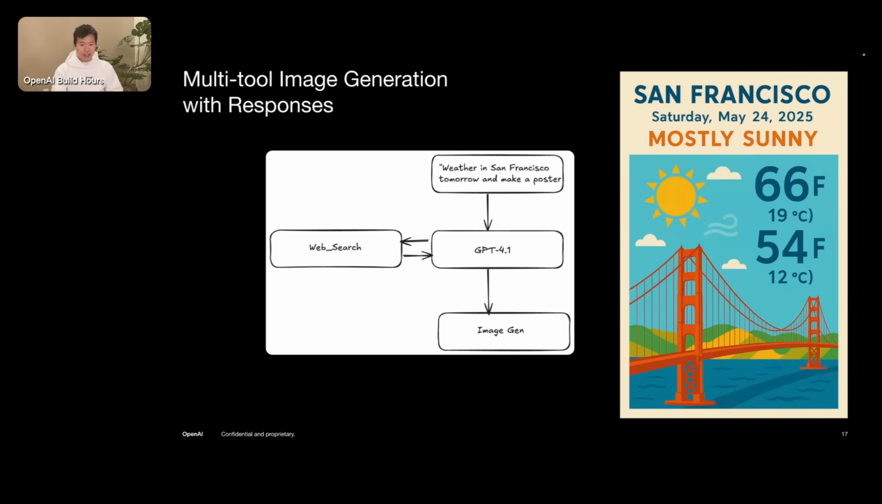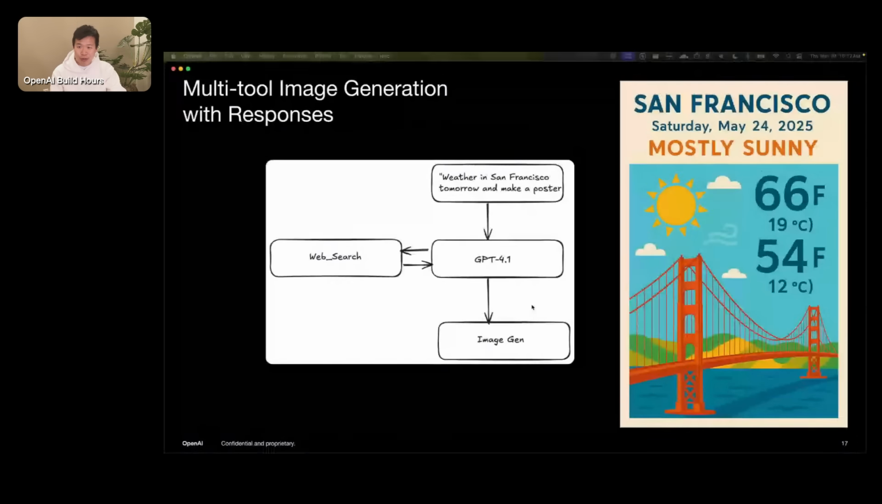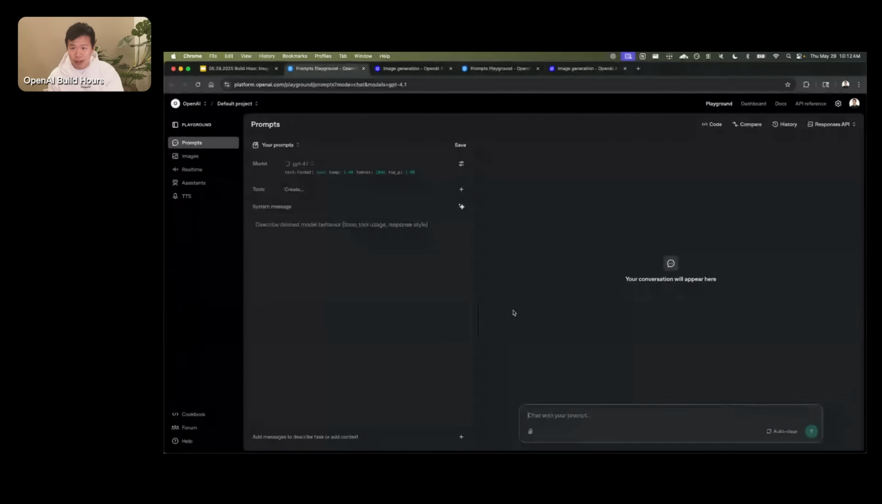Multi-tool image generation in responses. So now you can use other built-in tools together with image gen as well. Rather than explaining to you with this slide, I think it's best to just show you a little bit how you can play with it yourself. So let me open up the OpenAI Playground.